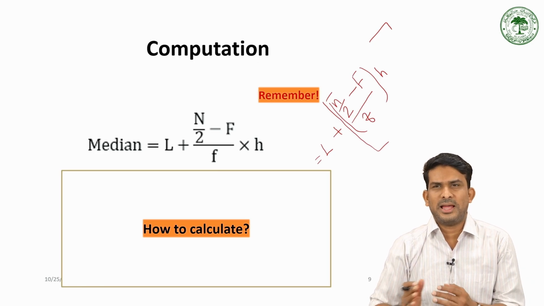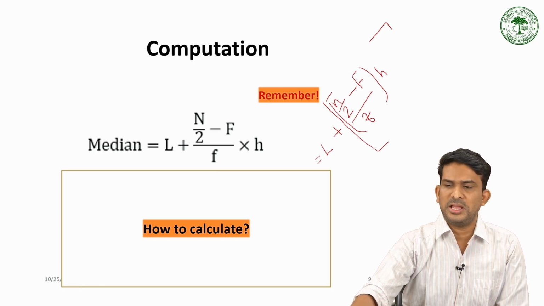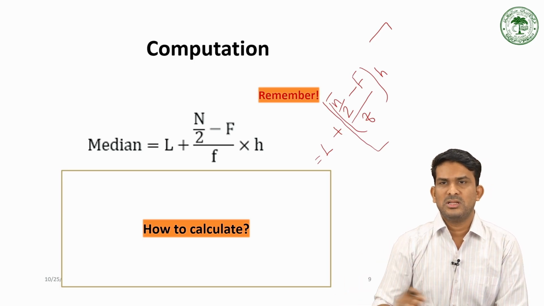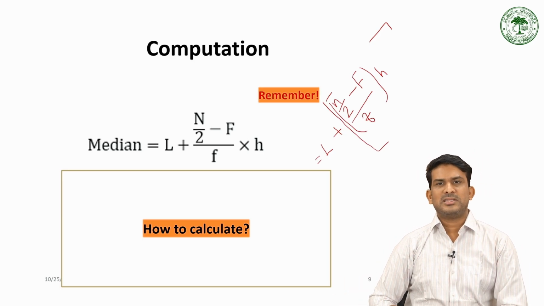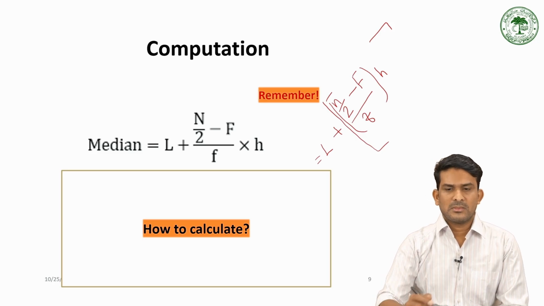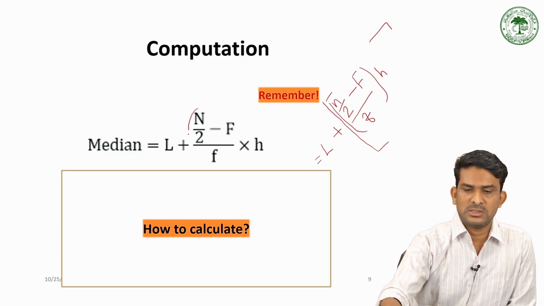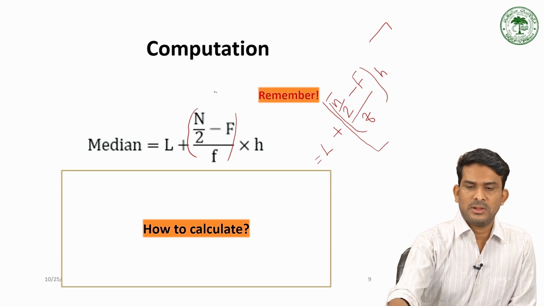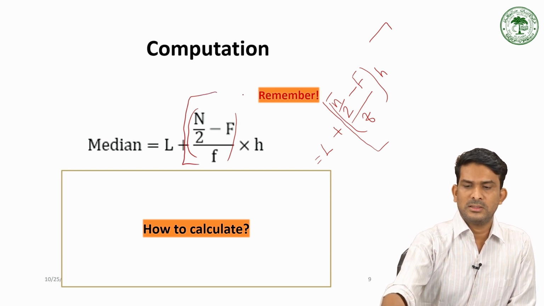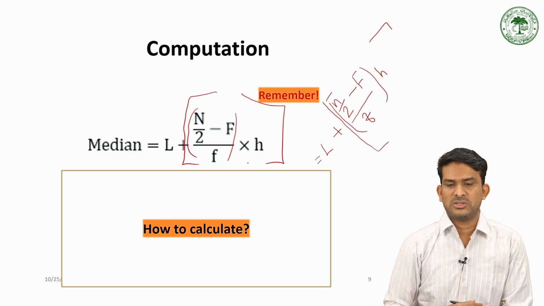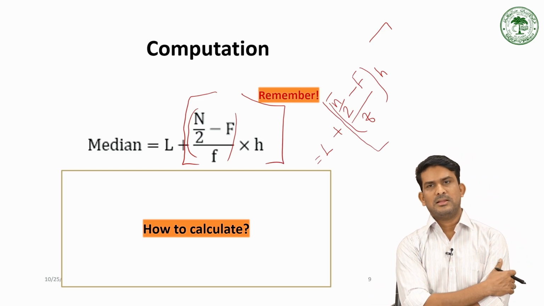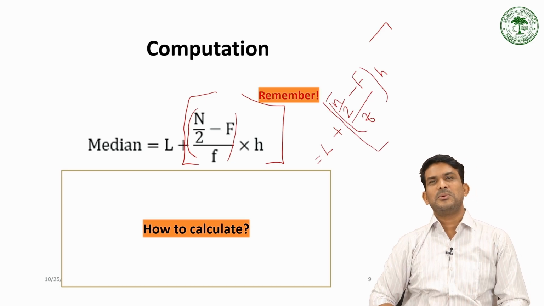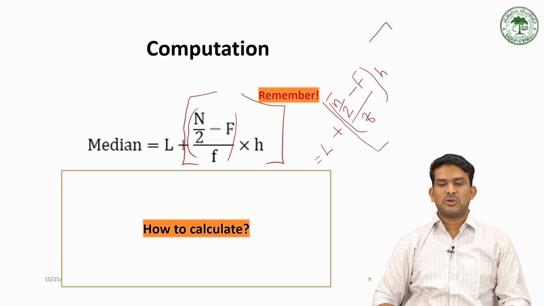Clear? For clarity, what you have to do is n by 2 minus f first, then divide by f, multiply by h, and then add it to L. Otherwise, I can also do this part first, then multiply with h, then add it with L. This is the way of doing it. Clear? That is how we compute the median for grouped data.